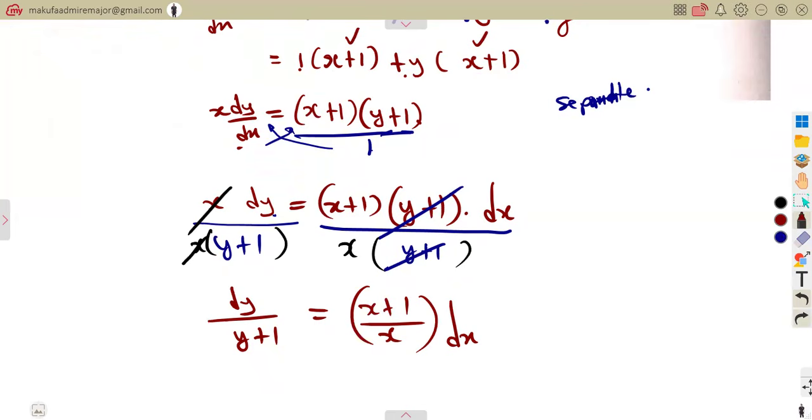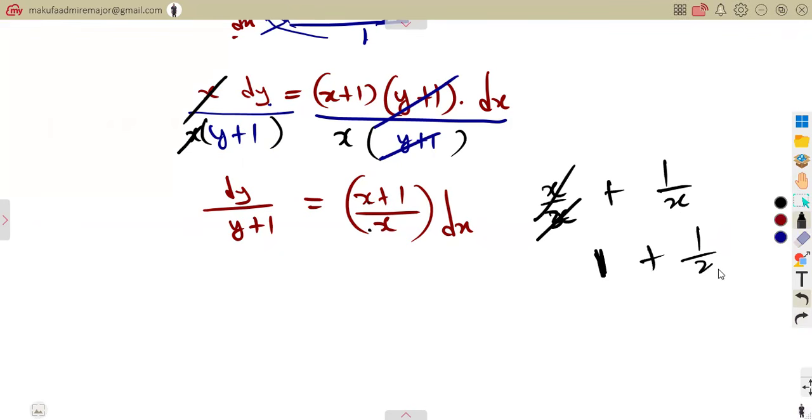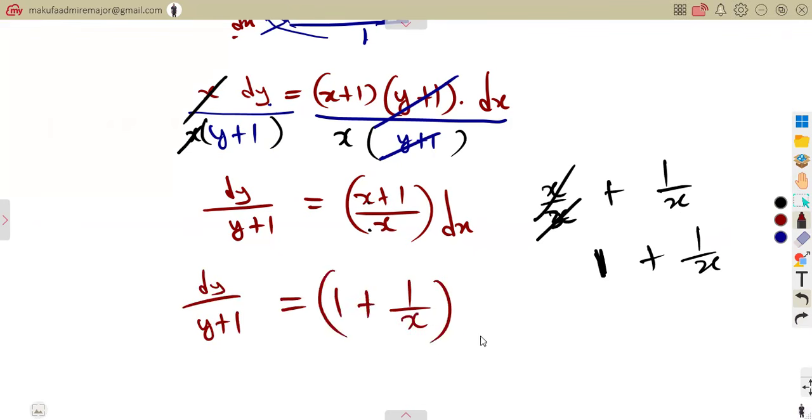So you need to separate the part of y on its own, the part of x on its own. Then integrate, but before that, remember that if you're given a plus b over c, it is the same as a over c plus b over c. Meaning we can separate by the same denominator. x over x plus 1 over x. So you see, this was going to cancel. You get 1 plus 1 over x. So this can be written as dy over y plus 1 is equal to 1 plus 1 over x dx.